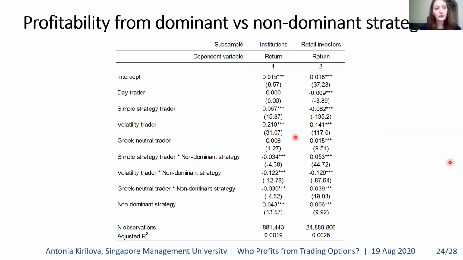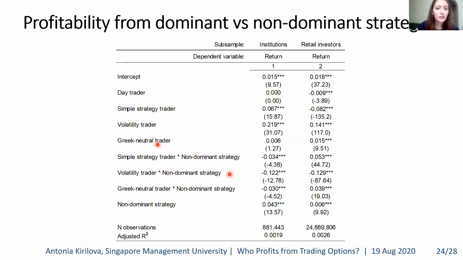In this test, we want to look at the profitability from using the account's dominant strategy versus non-dominant strategies. So these are panel regressions for institutions and for retail investors separately, and we regress their daily return on, again, the trading style dummies, and we also interact those with a dummy variable for whether on that day the account is holding their dominant strategy or a non-dominant one. So for example, for a volatility trader, if the non-dominant strategy dummy is equal to 1, it means that this account that is most of the time a volatility trader, on that day is holding some other position.